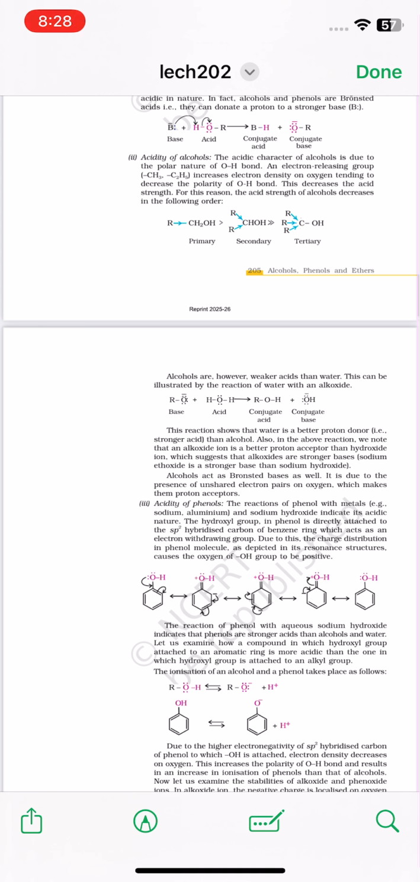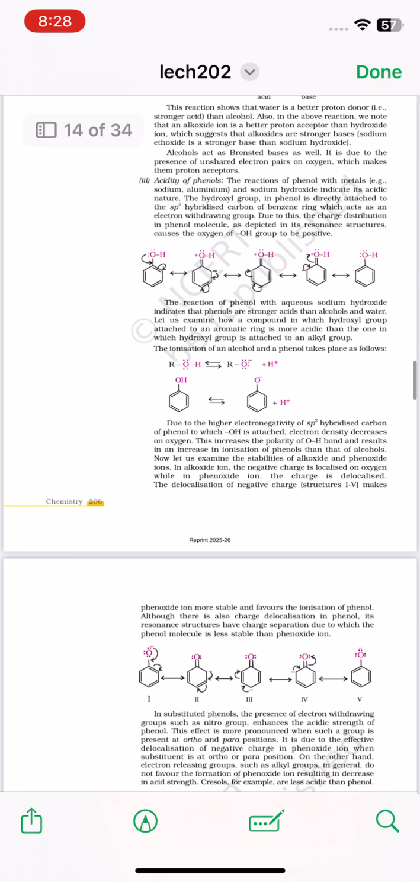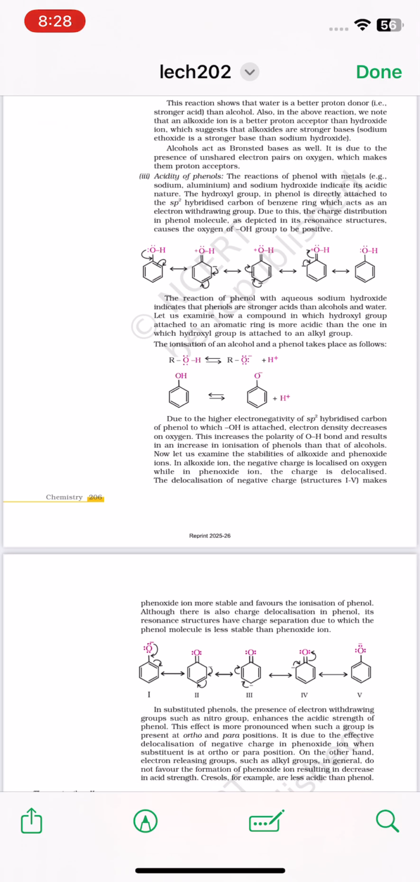Third, acidity of phenols. The reactions of phenols with metals, for example sodium and aluminium, and with sodium hydroxide indicate its acidic nature. The hydroxyl group in phenols is directly attached to the sp2 hybridized carbon of the benzene ring, which acts as an electron withdrawing group. Due to this, the charge distribution in the phenol molecule, as depicted in its resonance structures, causes the oxygen of the OH group to be positive. The reaction of phenol with aqueous sodium hydroxide indicates that phenols are stronger acids than alcohols and water.